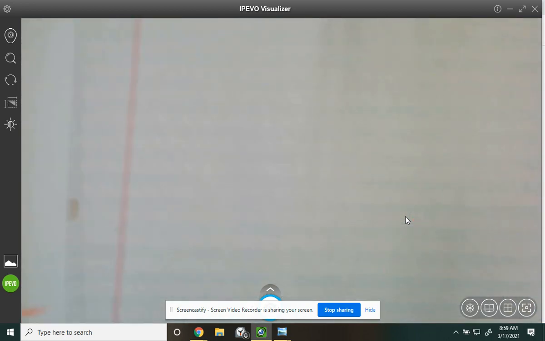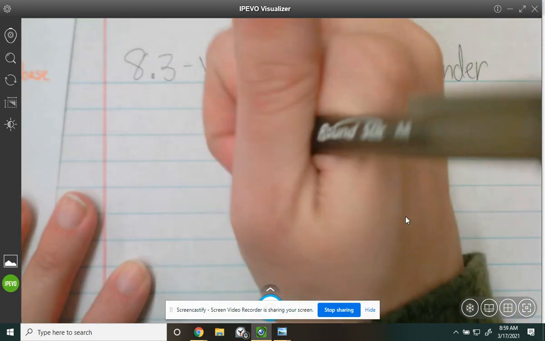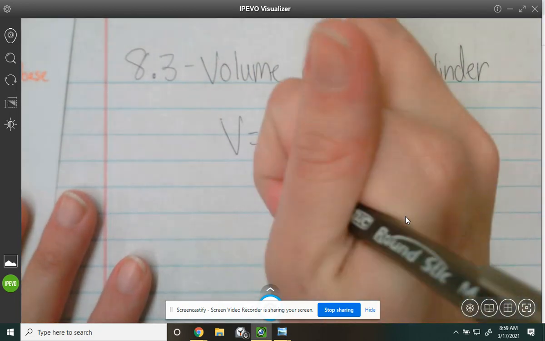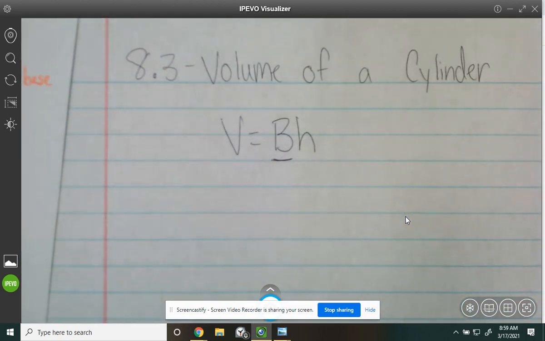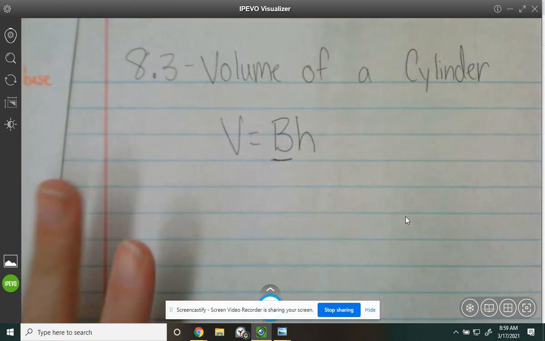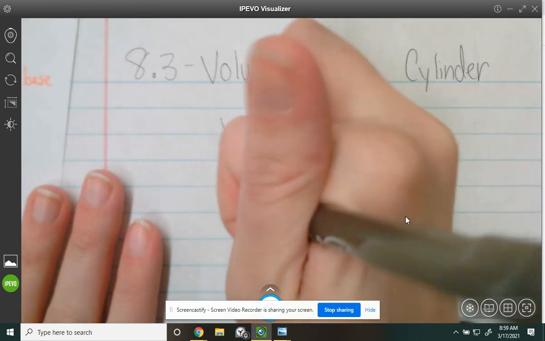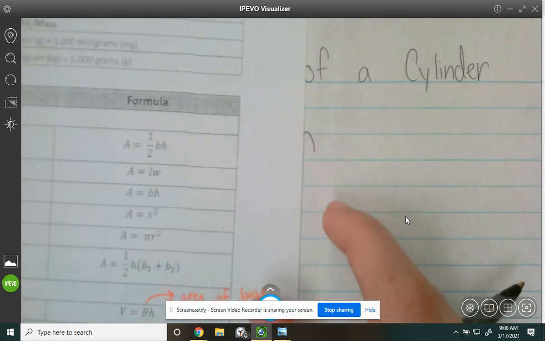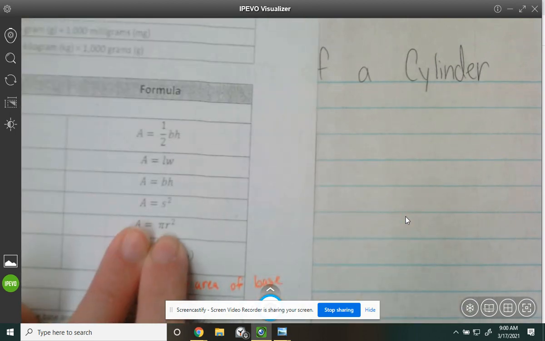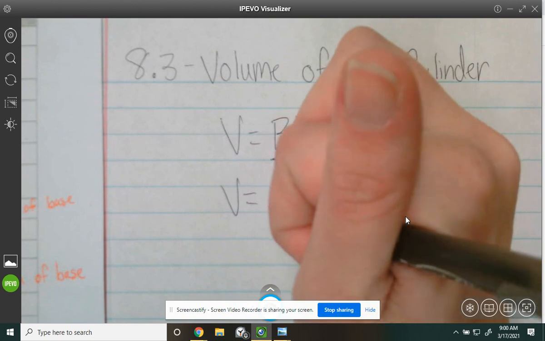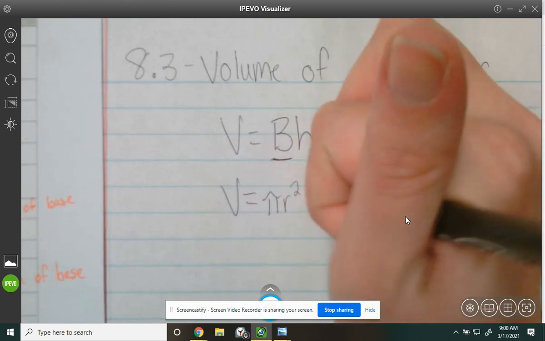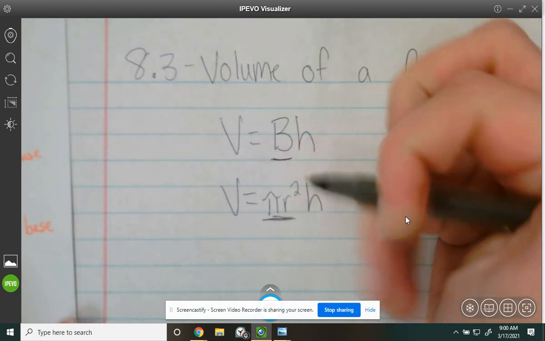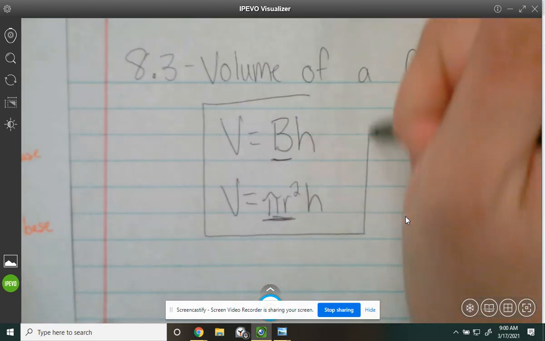So if we're talking about a cylinder, go ahead here and write that down. What is my base of a cylinder? It's always a shape. It's going to be a circle. The circle is my base. So really my equation is the area of a circle times h. So if you look over here, the area formula for a circle is pi r squared. So instead of big B, I'm going to put pi r squared h. Okay, so I'm substituting that in for that and then h. So they're the same thing.